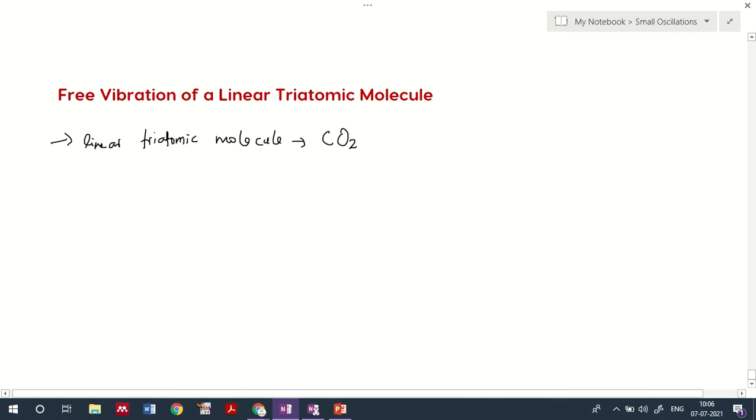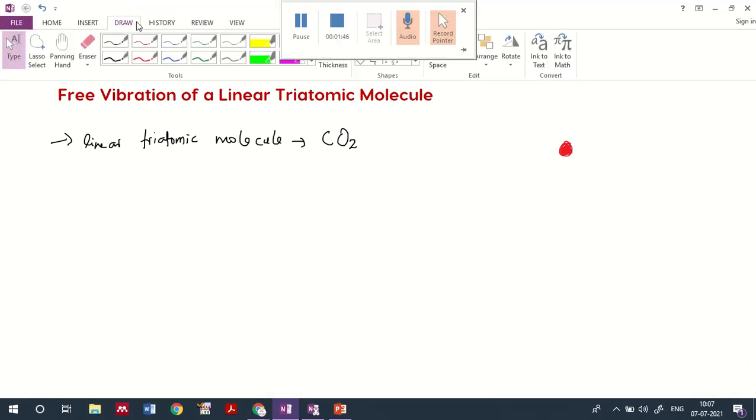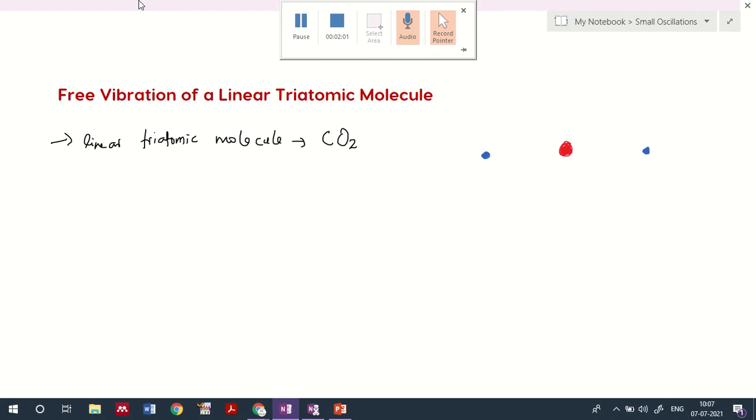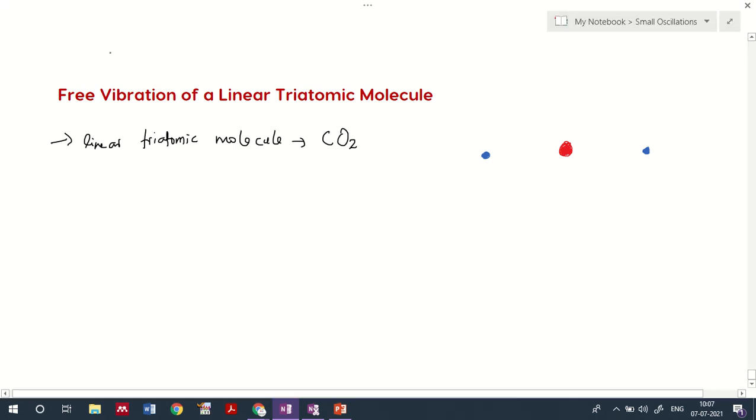So let me take the example of a carbon dioxide molecule, which has a carbon at the center. I also have oxygen on either side, that's why this is called a linear molecule. So I have oxygen at the two other sides, which are interconnected by a spring. Just assuming that it is interconnected by a spring. It is not actual.